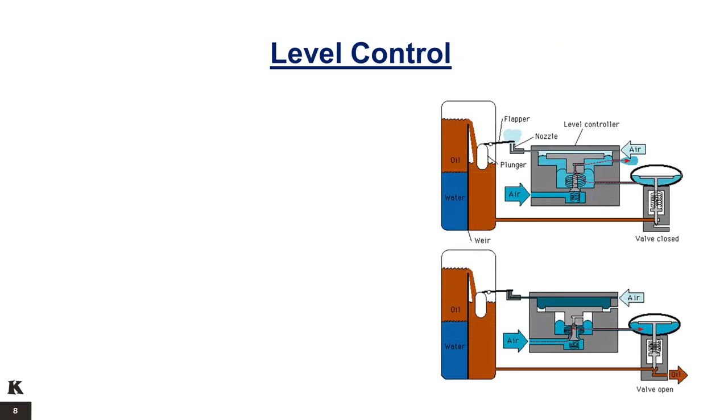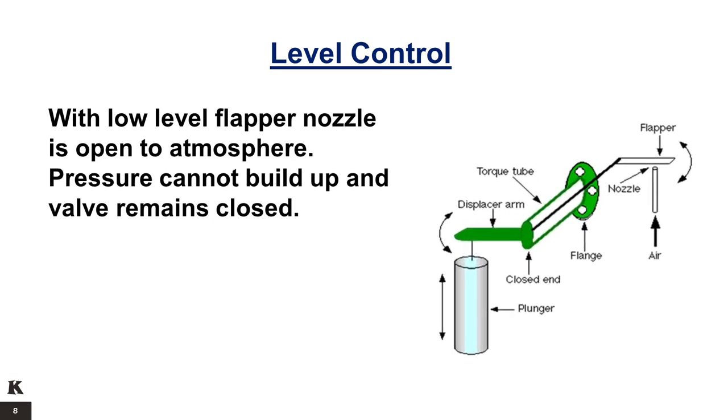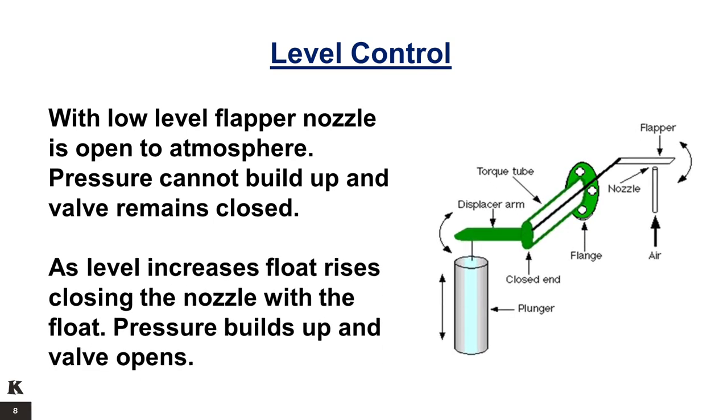Level control. With low level, flapper nozzle is open to atmosphere. Pressure cannot build up and valve remains closed. As level increases, float rises, closing the nozzle with the float. Pressure builds up and valve opens.